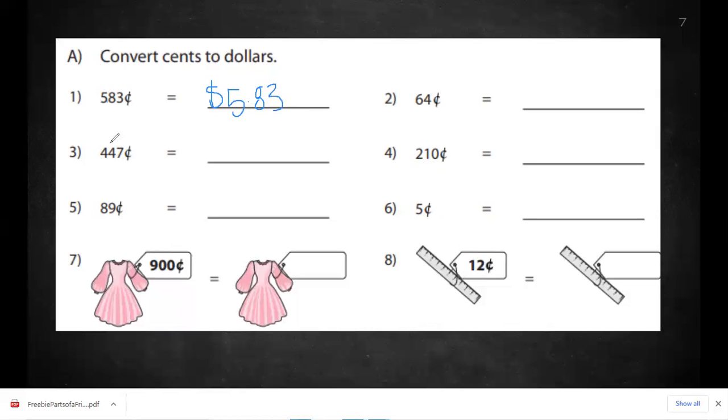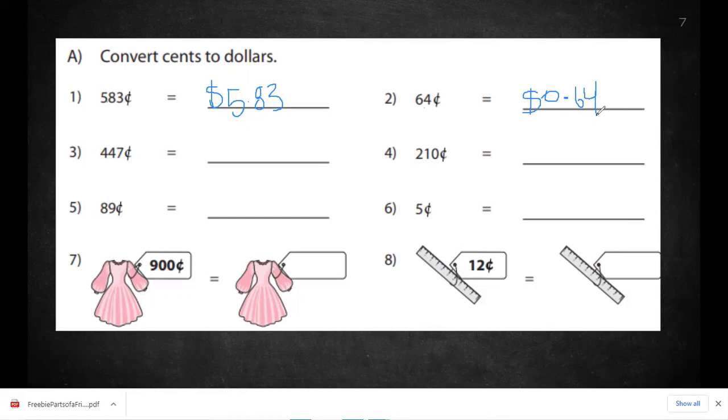Now let's try another one. We're going to go to number 2. Notice that there's only 2 numbers in this one. It's 64 cents. So we know our decimal point is going to go right in the beginning. So I'm going to put my dollar sign. And I know we don't have any dollars. I'm going to put a 0, my decimal point, and 64.